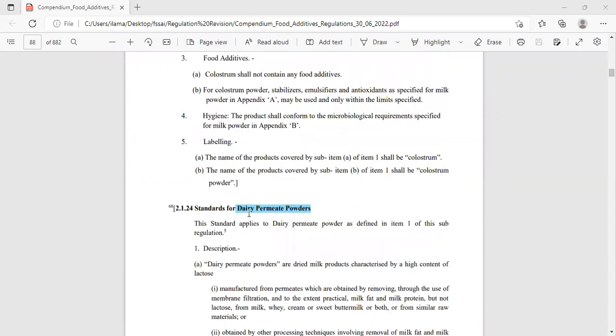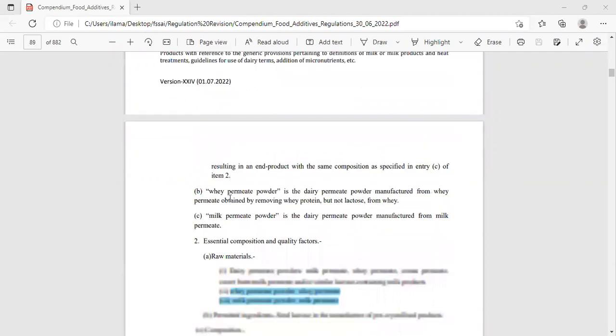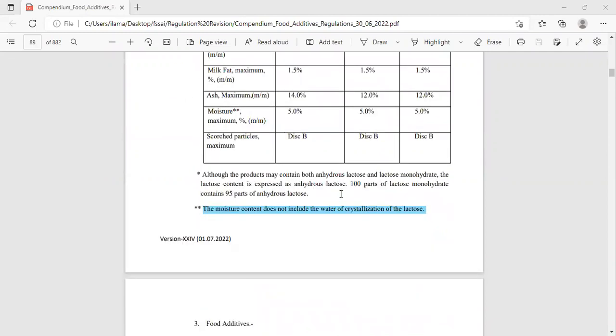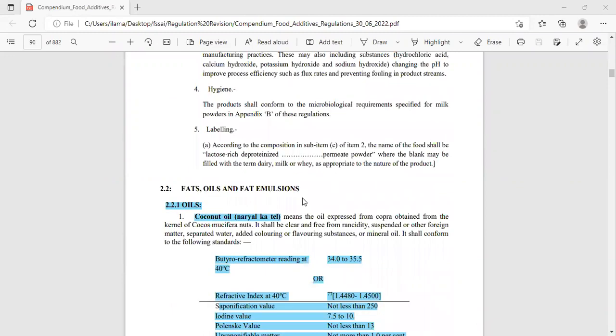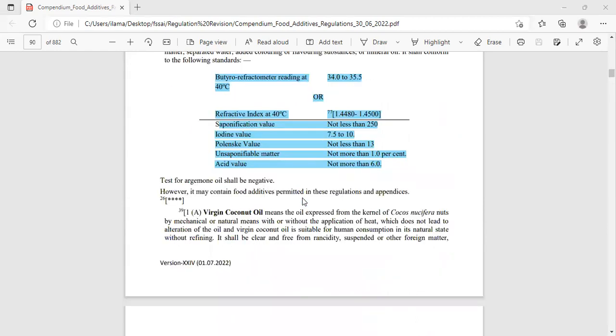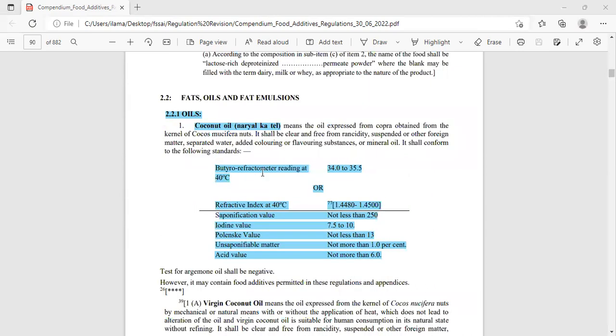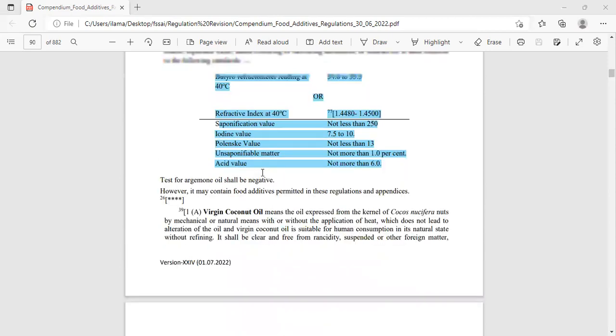And what is dairy permeate? Go through what is dairy permeate. And that's all, enough. And in oil, go through. Actually, one important point, most of the oils are tested for argemone oil, and the argemone oil test has to be negative. So it is a common point for all oils. And just go through what types of oils are available and what the values are.